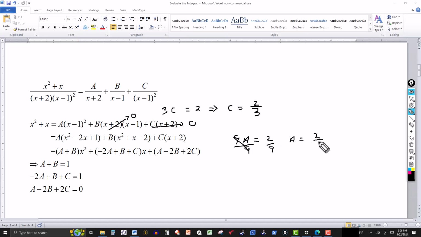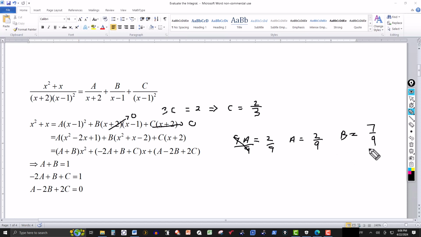So now we have those constants. c is equal to 2/3, a is equal to 2/9, and now we just need b. You can replace x by another number, and in this case the most convenient one would probably be 0. So replace the x by 0, and we already know c and a, and solve for b. You'll get that b is equal to 7/9. And then you're in business.